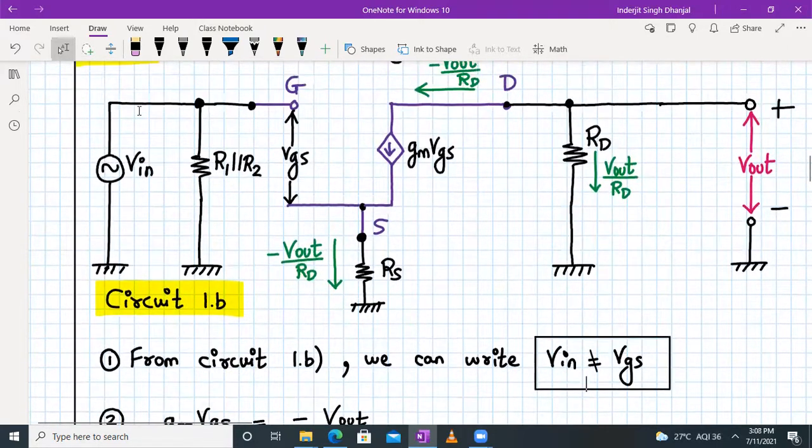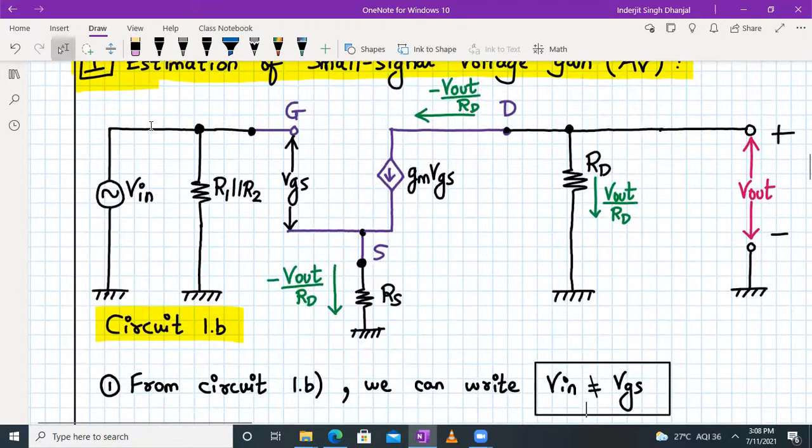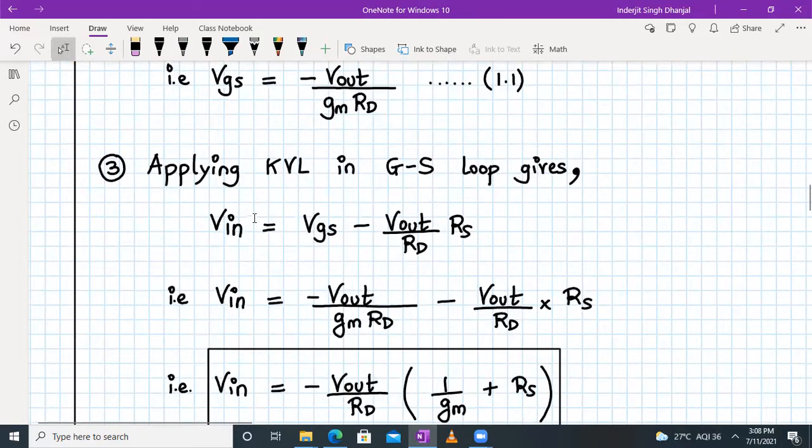So V in is equal to VGS plus Vs. And what is Vs? Voltage across the source terminal is given by this current into this resistance. And this current is minus V out upon Rd into Rs. So that's what we are writing over here. So by KVL, what do we get? V in is equal to VGS plus the voltage across the source terminal. So that will be Vs. So that's what we have written.